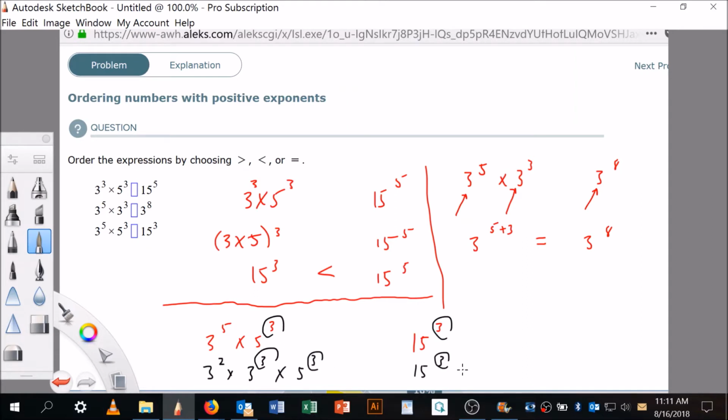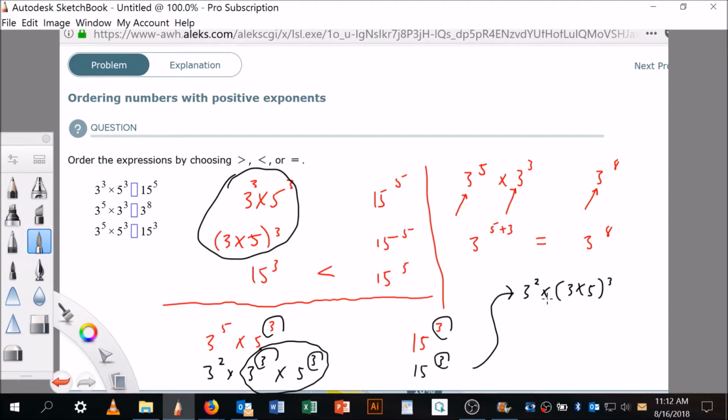So this is going to be equal to 3 to the 2 times 3 times 5 to the 3rd. You see what I did? The same thing I did up here. Same thing. So it looks like it's 3 squared times 15 cubed, and that's going to be greater than 15 cubed. Can you see that? That's greater than 15 cubed.